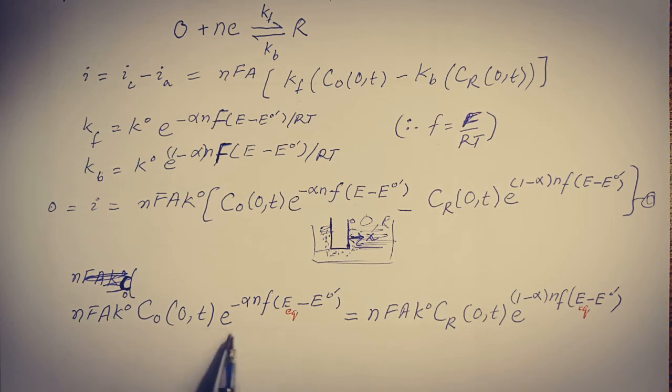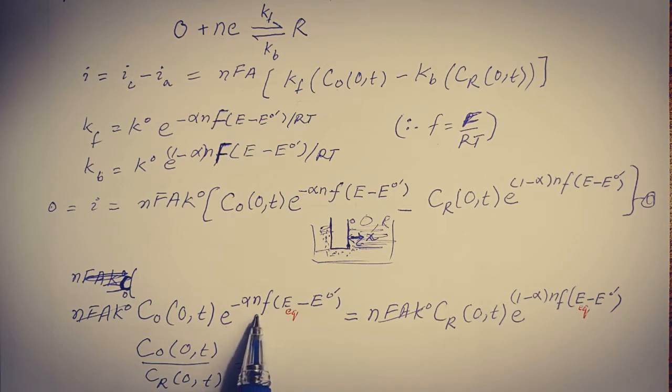So now let's first simplify this equation. Here these are the common terms which can be cancelled, and we can modify this equation as this: the concentration of the oxidized species at the surface of the electrode over this term, the concentration of the reduced species at the surface of the electrode. So here we have to divide this factor with this one. So we have the factor minus alpha nF, E equilibrium minus standard electrode potential at equilibrium condition.